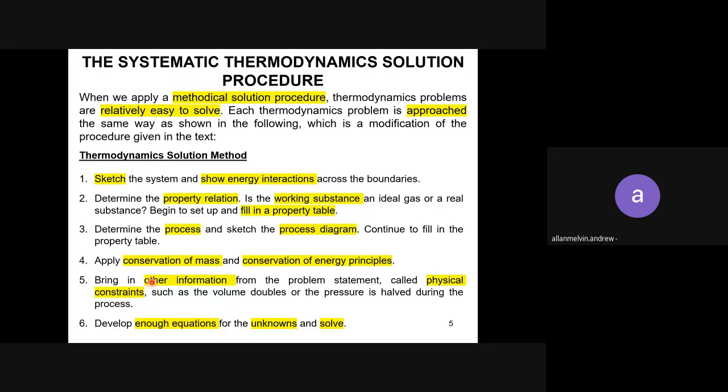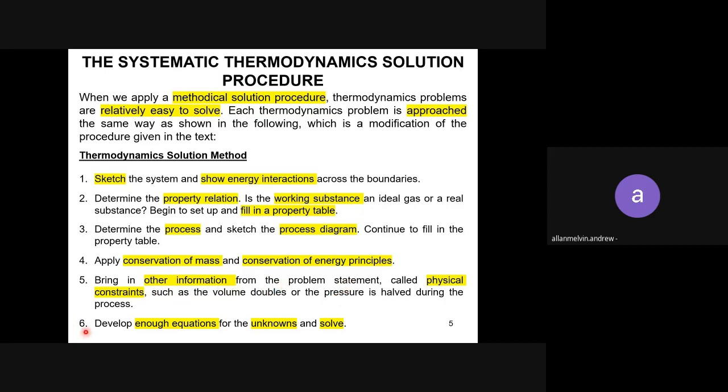So bring in the other information. So the information whether, like, volume doubles, because we will check between initial state and also final state. So you check whether the question is saying the volume double or increase. So these kinds of keywords, okay, from the question.